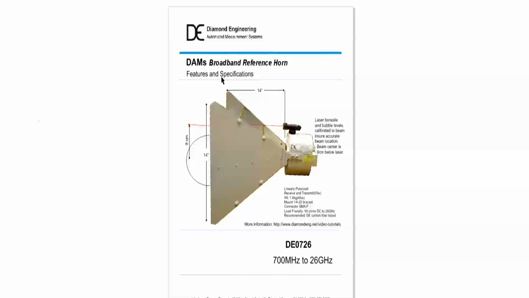In this video, we will examine the effective aperture calculation for the DE726 horn. We will also introduce a very simple relationship which will enable you to mentally calculate the gain at any frequency. The DE726 is our DAM's broadband reference horn, which operates over a frequency range from 700 MHz to 26 GHz. A special version may also be purchased which operates from the frequency range of 500 MHz to 30 GHz.